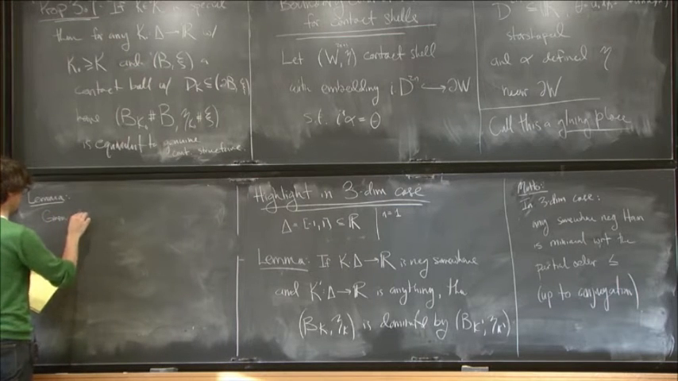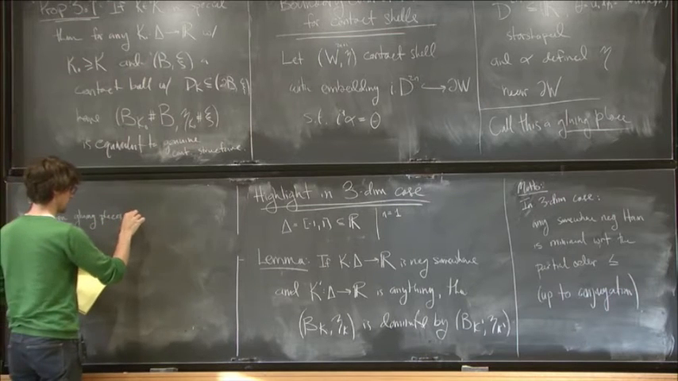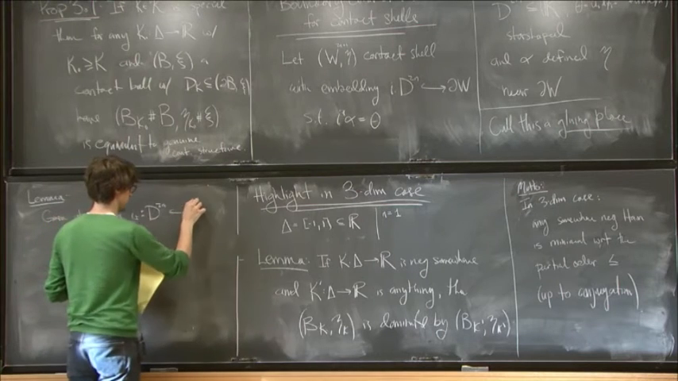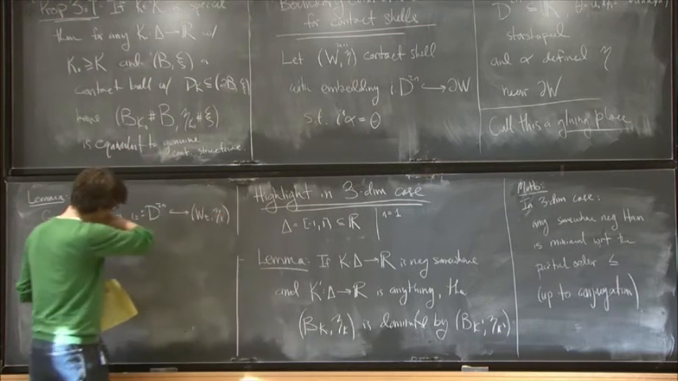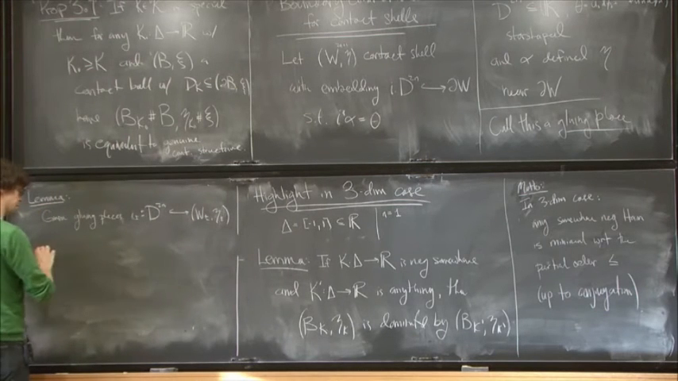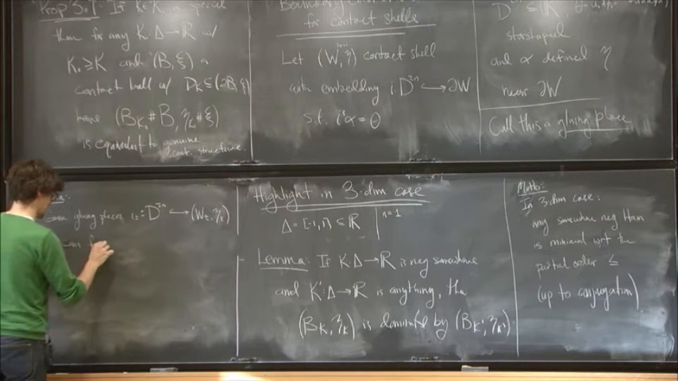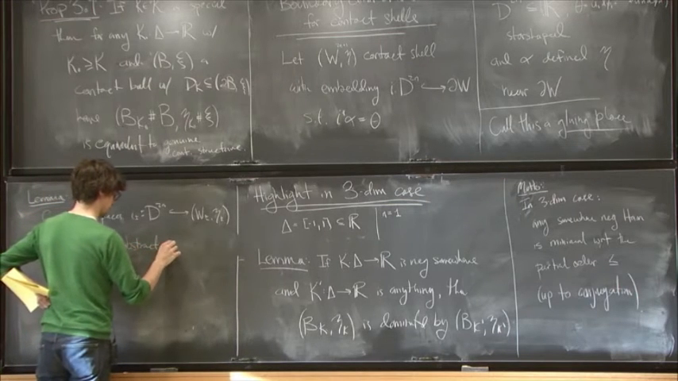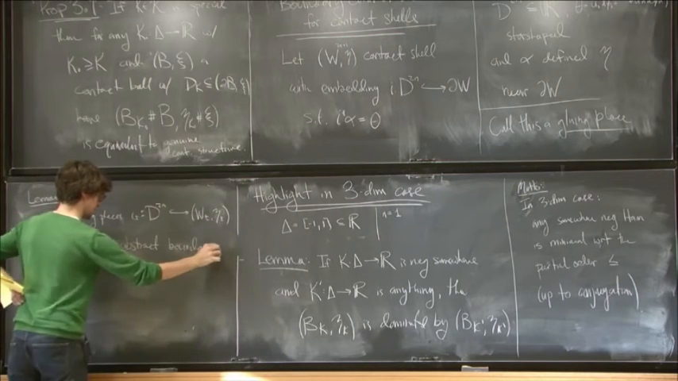So, given gluing places, you can form their abstract boundary connect sum.